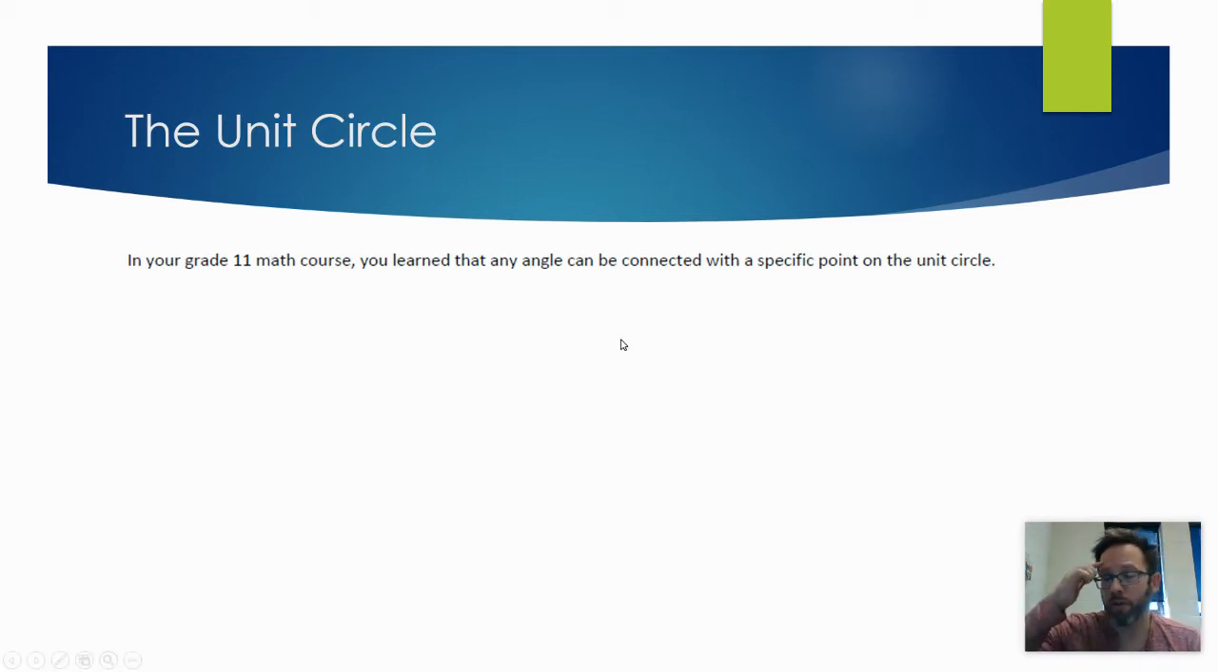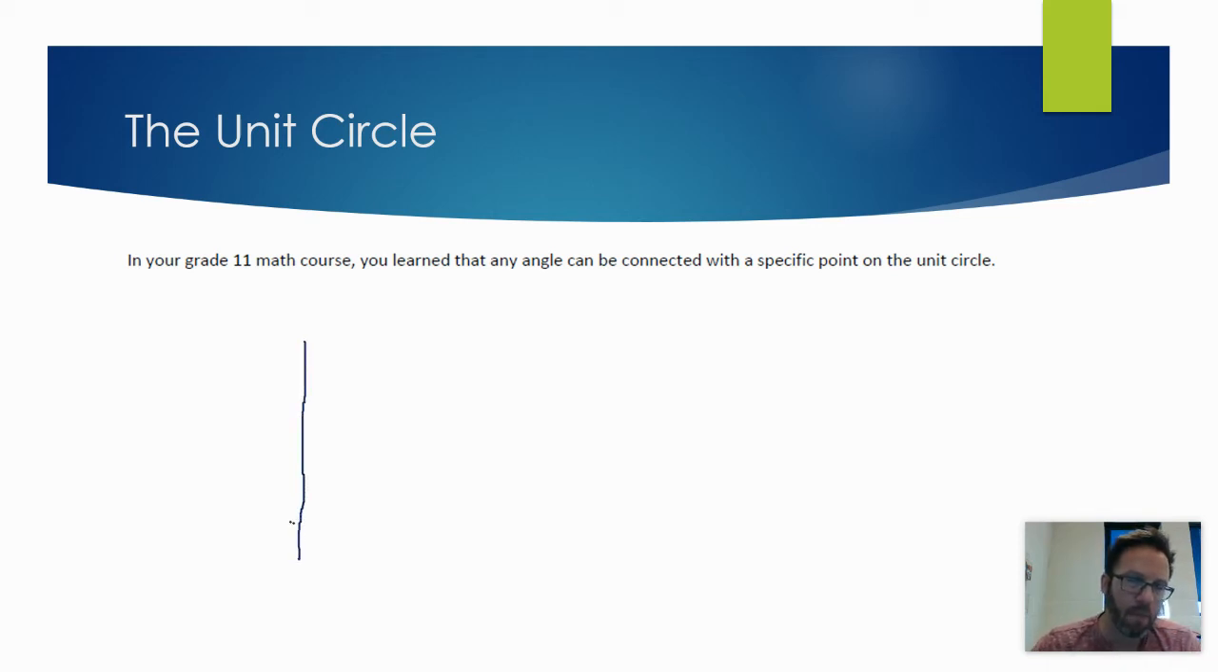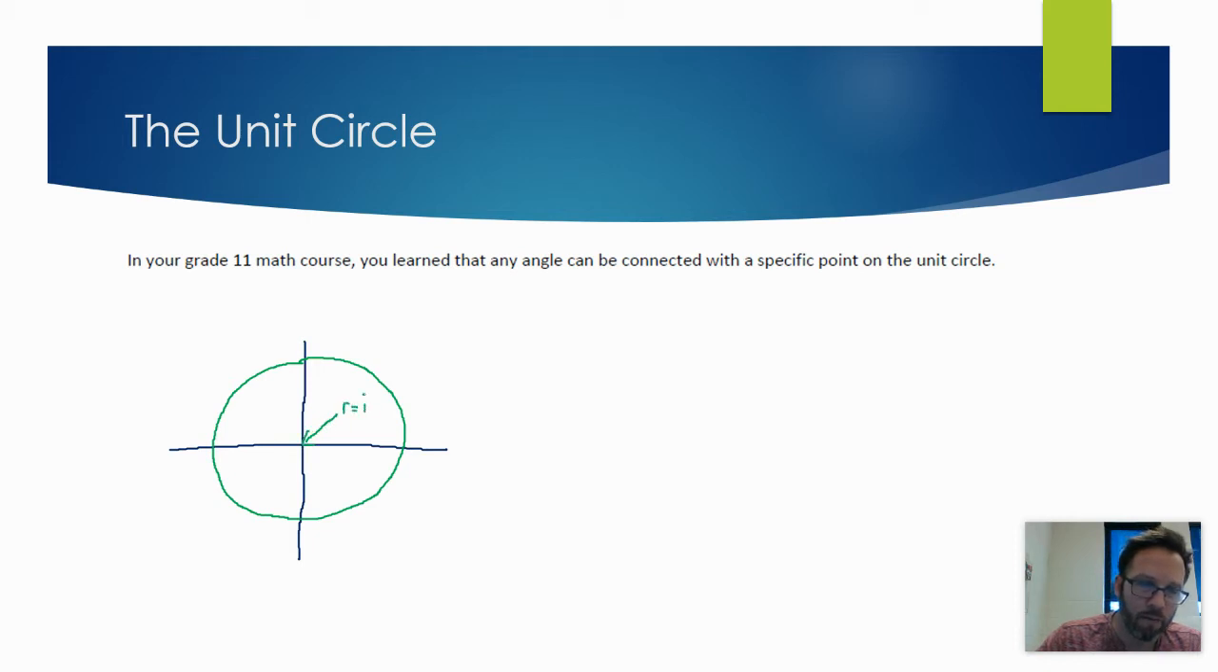One of the big learnings you had in your grade 11 course was that instead of just thinking of angles as degrees in a triangle, you can make a connection between angles in the Cartesian plane, and think of any angle as corresponding to a unique point on what we call the unit circle. So here's the unit circle. The unit circle has a radius of 1.